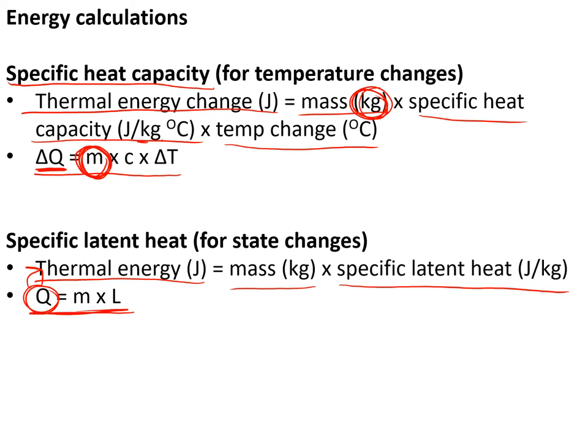So for example, the specific latent heat of boiling for water assumes that the water is already at 100 degrees Celsius. It's possible you might need to use the specific heat capacity first to figure out how much energy it takes to get to 100, and then do your specific latent heat calculation to work out how much energy is required to actually boil it.